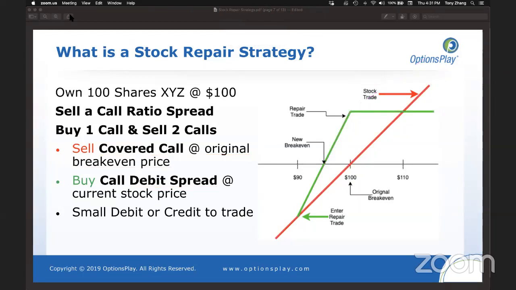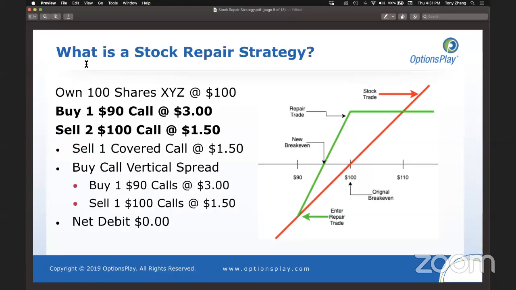And I think the best way to look at this is to actually go through the numbers. So again, I own 100 shares of XYZ, originally bought at $100. What I want to do is buy a $90 call option. So the stock is down to $90, so I'm going to buy an at-the-money call. And let's say this cost me $3 to buy that $90 call. What I want to do is sell 2 calls against that at the original cost basis of my stock and try to net the two off from each other. So if I sold 2 call options for $1.50, that would offset the $3 that I have to pay for that $90 call.